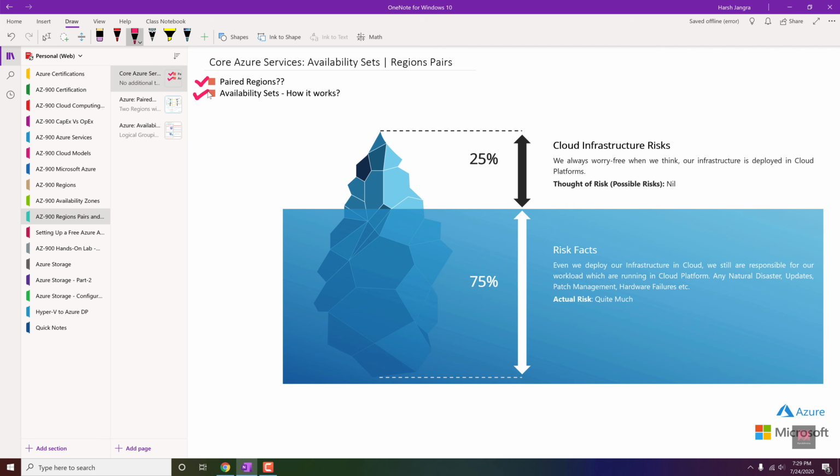So let's try to understand a little bit more, because after this video we have all the practicals to learn how we can set up availability zones, how we can set up region pairs, and of course how we can see that information, and last, how we can set up availability sets. So guys, let's begin to understand the concept of paired regions and the second one, availability sets.